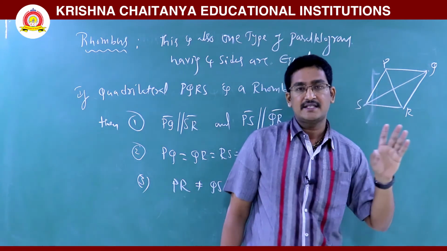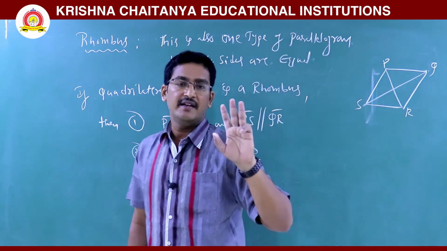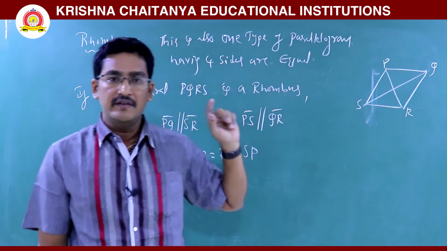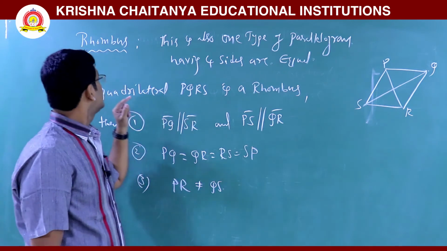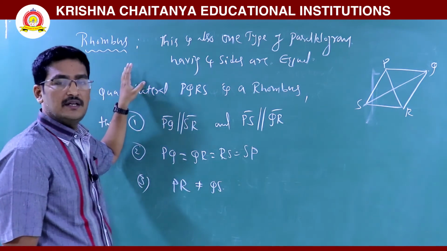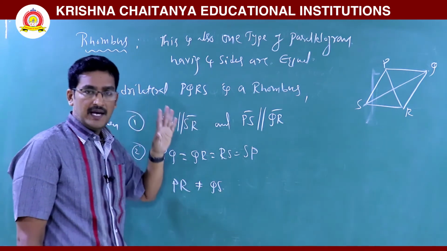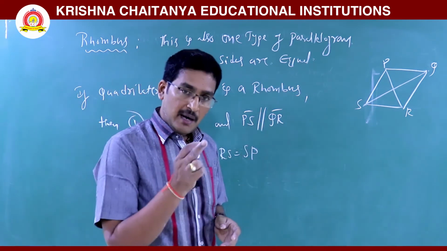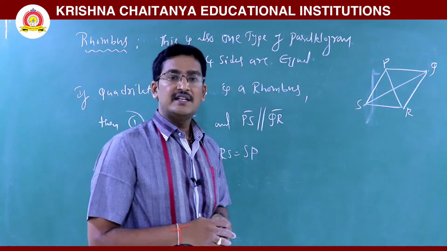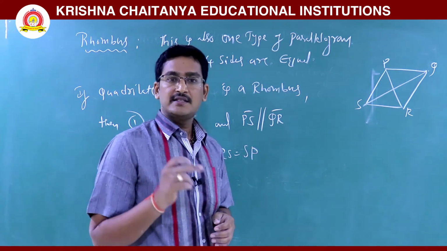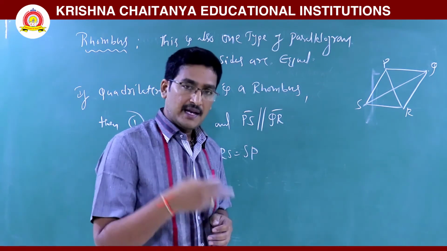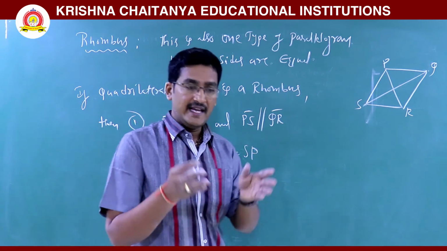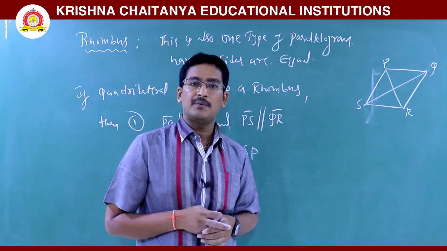So the first various type is parallelogram, the second is rectangle, the third is square, the fourth is rhombus. You have to remember all these things. In the parallelogram, opposite sides are parallel and opposite sides are equal, but the lengths of the diagonals are not equal. That is called a parallelogram. In the parallelogram also, the angle between two adjacent sides need not be perpendicular.